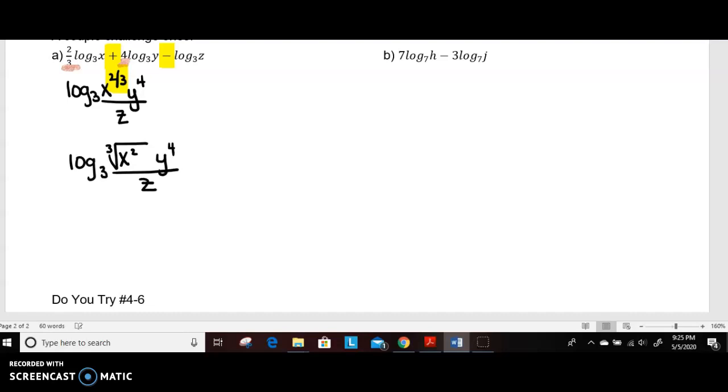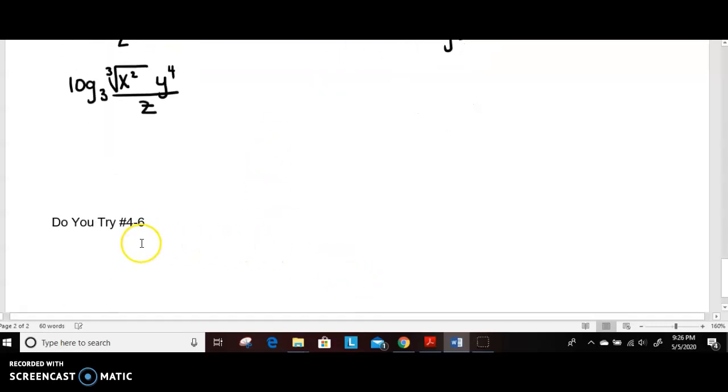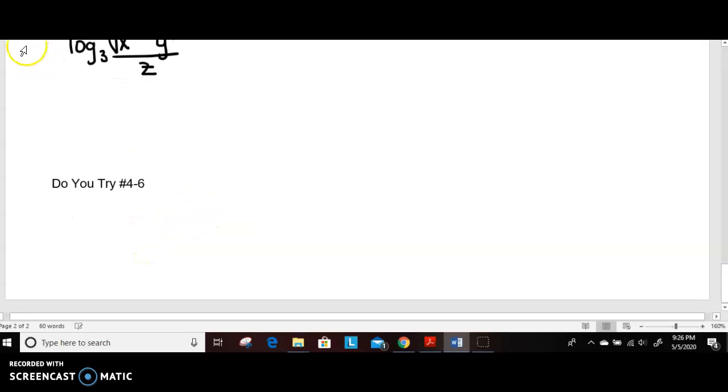Okay, b is actually pretty simple. I've just got a minus sign there, so you're thinking division. I've got a 7 that's going to walk across. I've got a 3 that's going to walk across and become an exponent. So that just becomes log base 7 of h to the 7th divided by j to the 3rd. All right, go ahead and pause the video here and try the You Tries number 4 through 6.